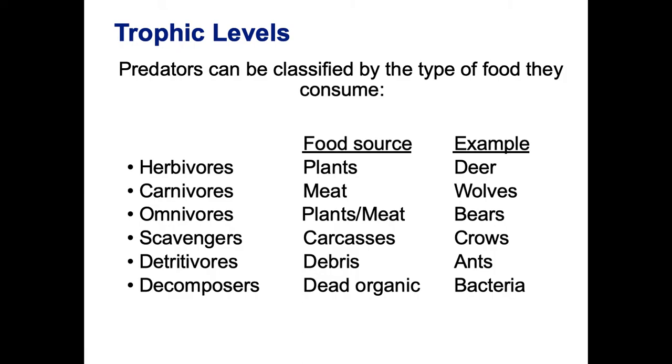So we classify different types of organisms based on the food they eat. So herbivores eat plants, like deer. Carnivores eat meat, like wolves. Omnivores eat both plants and meat, like bears. Scavengers eat things that are already dead. They eat carcasses, like crows. Detritivores tend to eat dead plant material, like ants. And then decomposers are things that break down dead material, like bacteria and fungi.